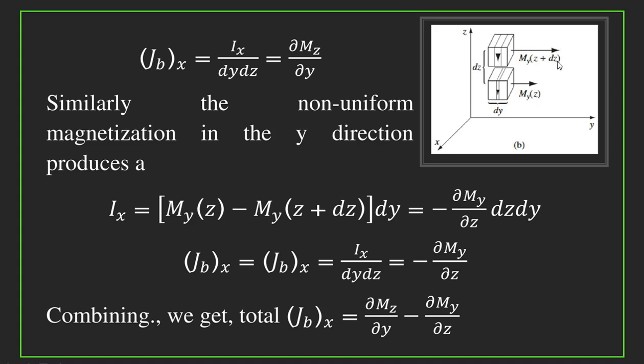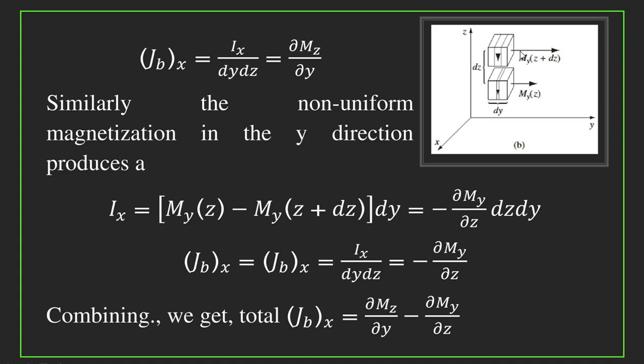And the current passing towards the positive x direction is due to M of z, while M of z plus dz is towards the negative x direction. Because at this junction, when they meet, one current is towards the positive and one current is towards the negative x direction.